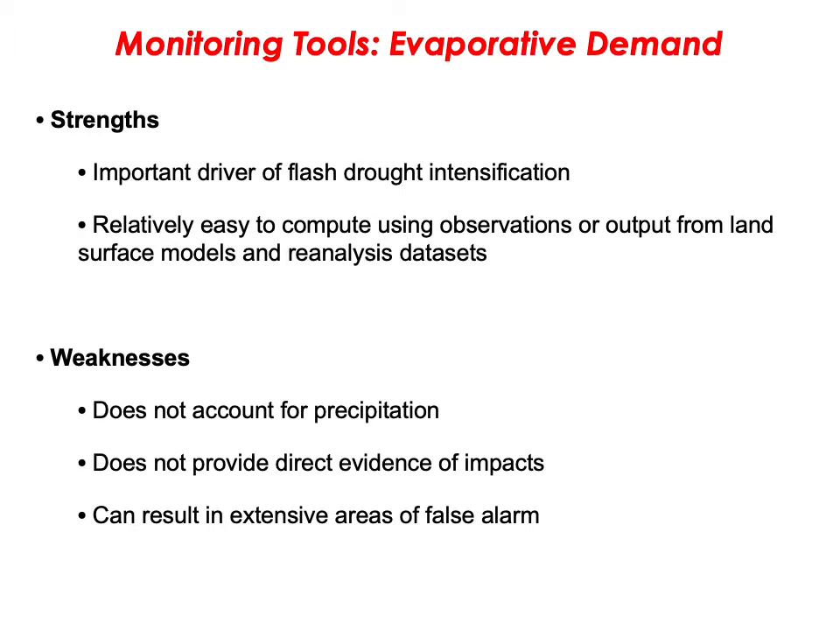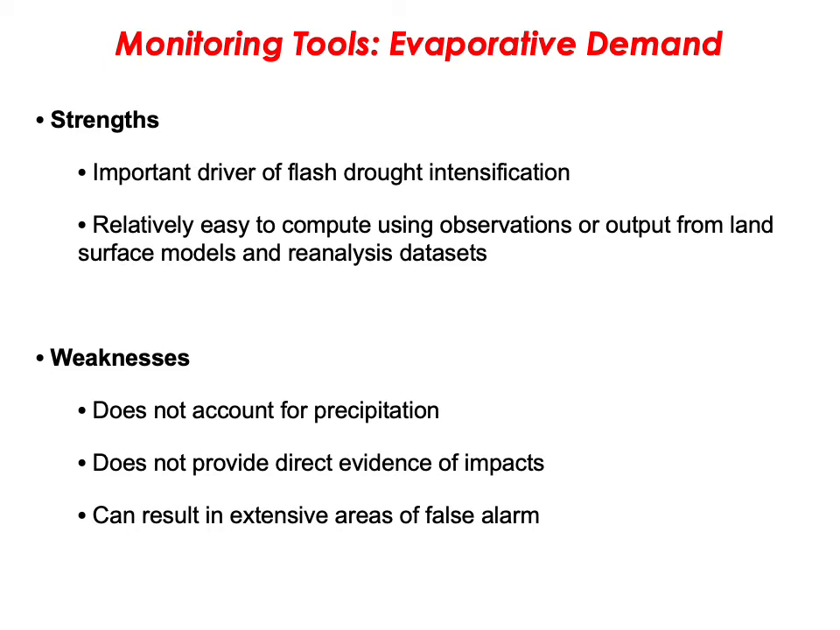So then there are other indices that depict anomalies in atmospheric evaporative demand, which is another important driver of flash drought development. Evaporative demand is also relatively easy to compute. This can be done using either in situ observations or output from land surface models and reanalysis data sets. Like precipitation-based indices, however, there are several notable weaknesses when using indices that are based only on evaporative demand. Two of the most important weaknesses are that such indices do not account for precipitation, and they do not provide direct evidence of impacts at the land surface.